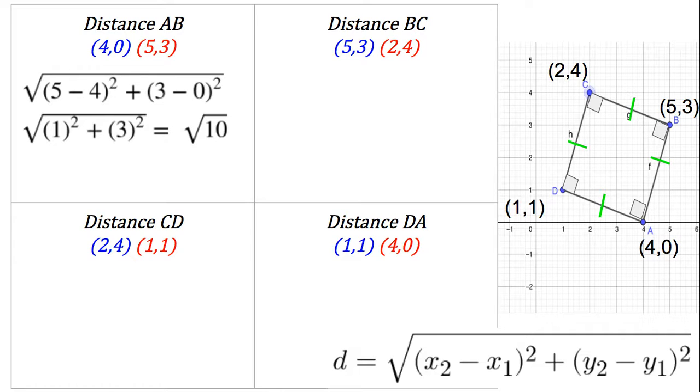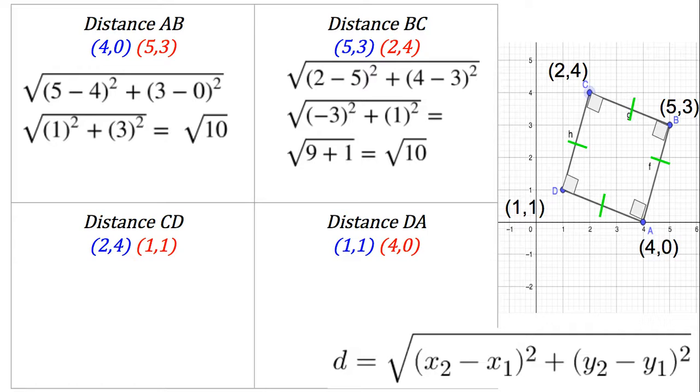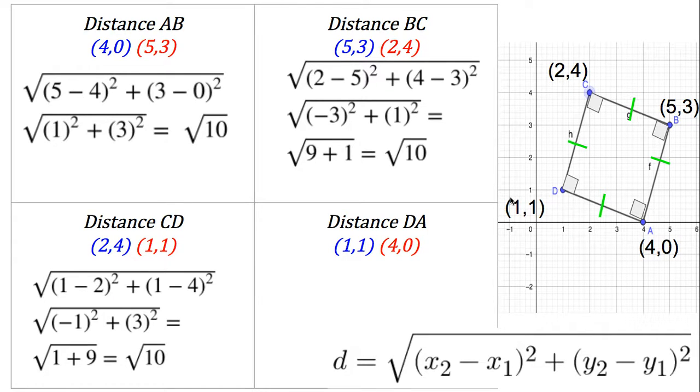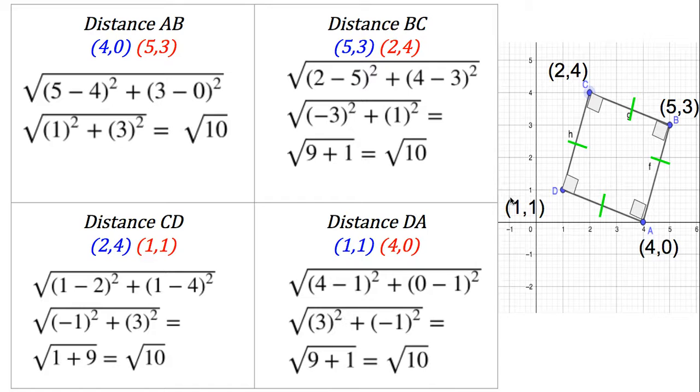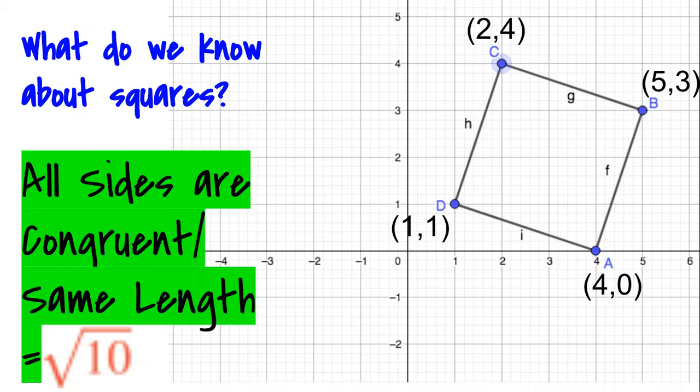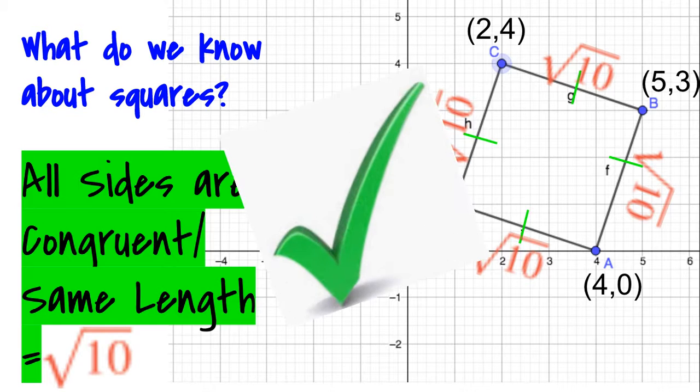We're getting radical 10 for AB. For BC, we also get radical 10, being careful that this -3 squared is going to be a positive 9. For CD, we get the same thing. And for DA, also radical 10. So all four sides are radical 10, meaning they're all congruent. So we've proven that all four sides are congruent.